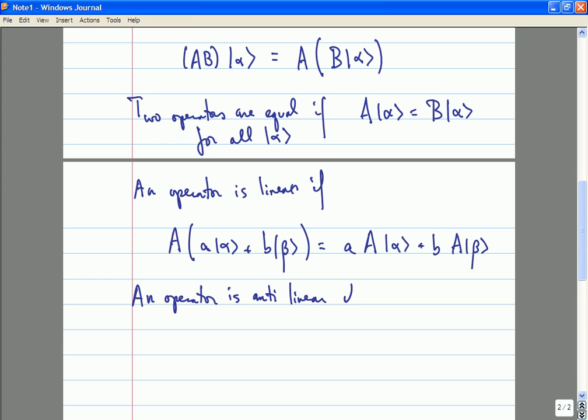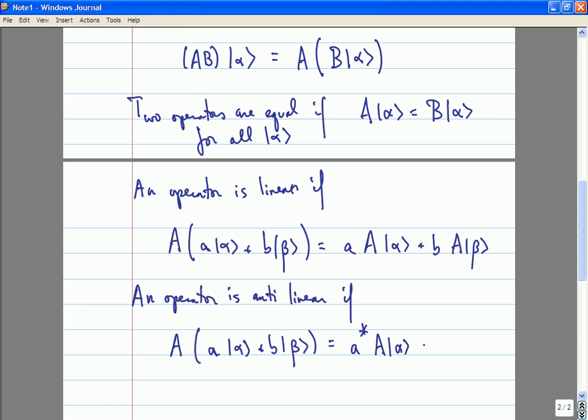This is a bit more exotic, and you may or may not have seen it in your courses on quantum mechanics. But an operator is antilinear if, when you act on a linear combination and try to pull the constants through the operator, little a through the operator big A, you get a complex conjugation.